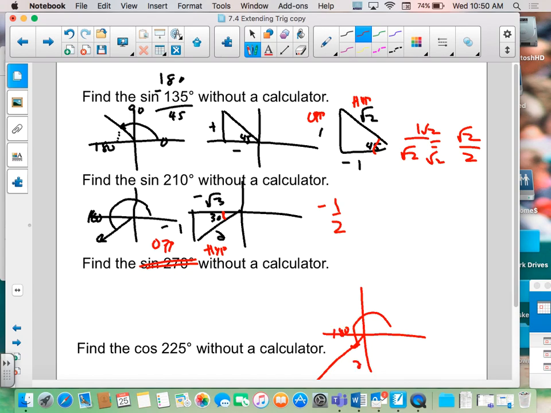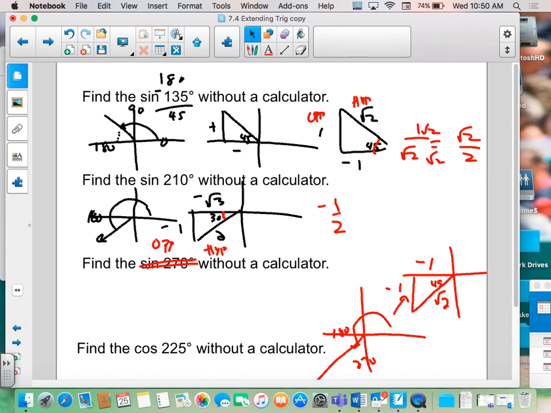180, 270, I'm in between there. I'm going to go this way. 225 is going to be a 45-degree reference angle, which gives me a 1, 1, square root of 2. And in the third quadrant, those are both negative.